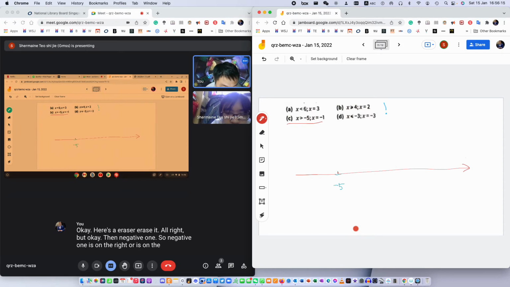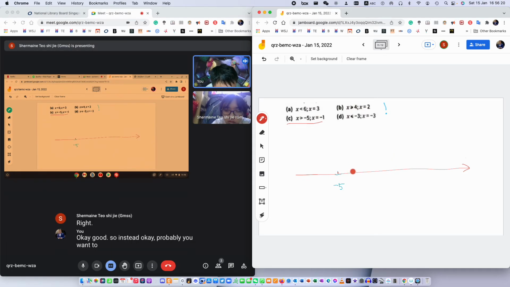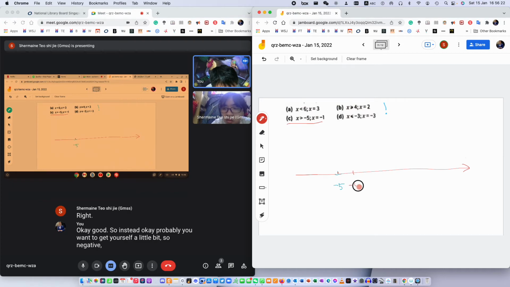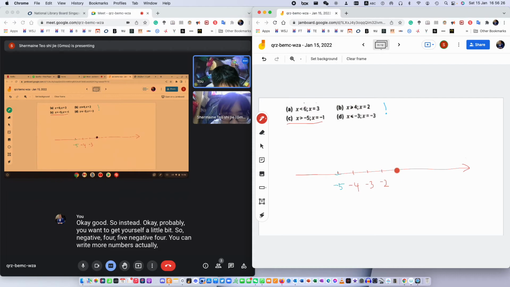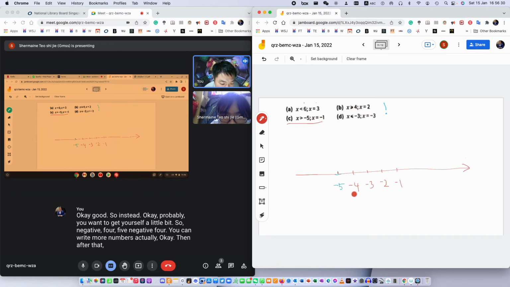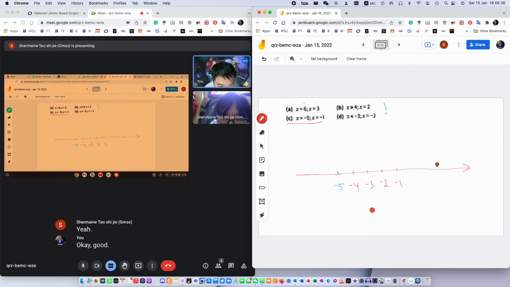Right. Okay, good. So probably you want to guide yourself a little bit. So negative 4, negative 5, negative 4. You can write more numbers actually. Then after that, you don't need negative 4, you can put it down. Understand? Okay, good. Go ahead. So probably you want to do the equal to negative 1 first.